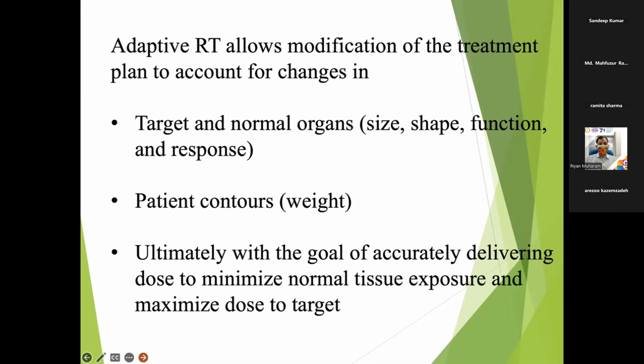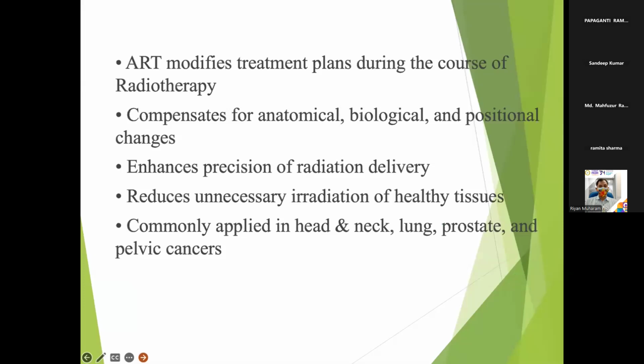Patient contours, basically based on the weight, and ultimately with the goal of accurately delivering dose to minimize normal tissue exposure and maximize dose to the target. Adaptive RT basically modifies the treatment plans during the course of radiotherapy itself. So it compensates for anatomical, biological, and positional changes, enhances the precision of radiation delivery, reduces unnecessary radiation of healthy tissues, and it's commonly applied in head and neck, lung, prostate, and pelvic tumors.